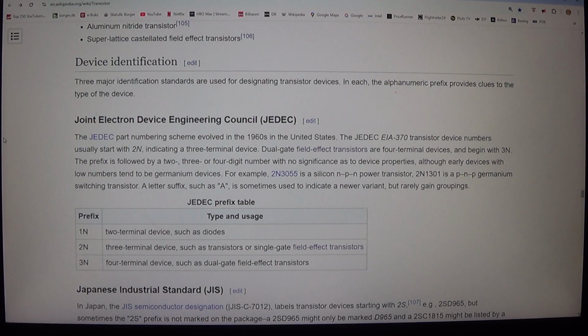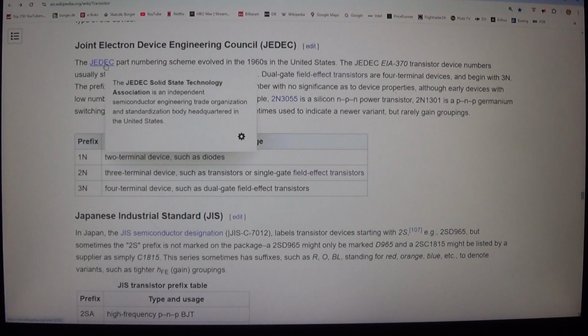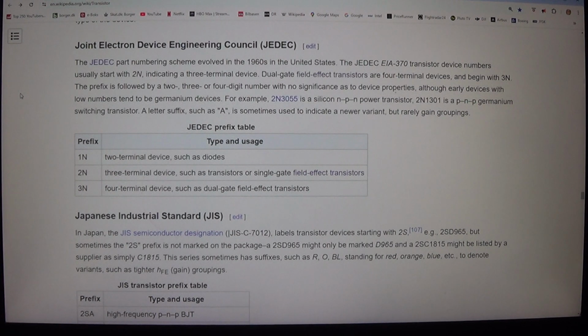Device identification. 3 major identification standards are used for designating transistor devices. In each, the alphanumeric prefix provides clues to the type of the device. Joint Electron Device Engineering Council, JEDEC. The JEDEC part numbering scheme evolved in the 1960s in the United States.